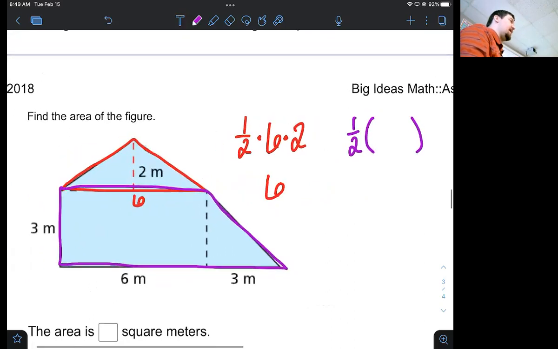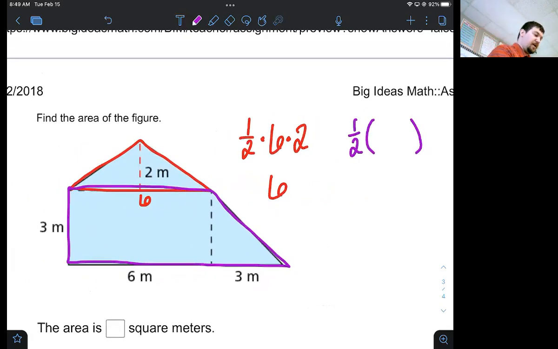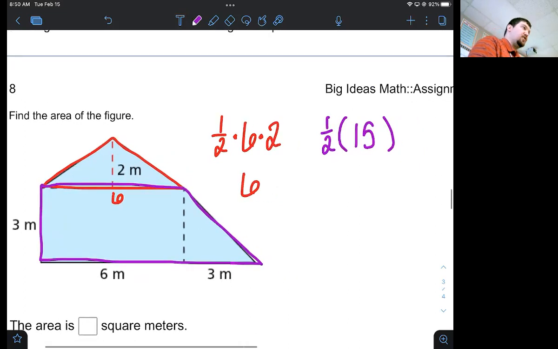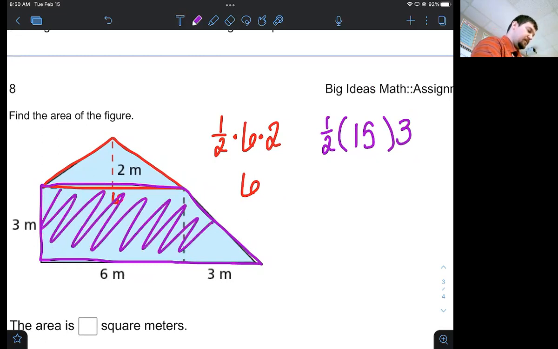Now, our bases of the trapezoid are our 2 parallel segments. We already know, Lucas said this one here is 6. What about this one down here on bottom? How long is that? 9. So 1/2 bases times height. What's 6 plus 9? 15. And then the height of the trapezoid, this dotted line is the height, and that dotted line is going to be the same as that one, which is 3. That's going to give me all of this space, all of it.